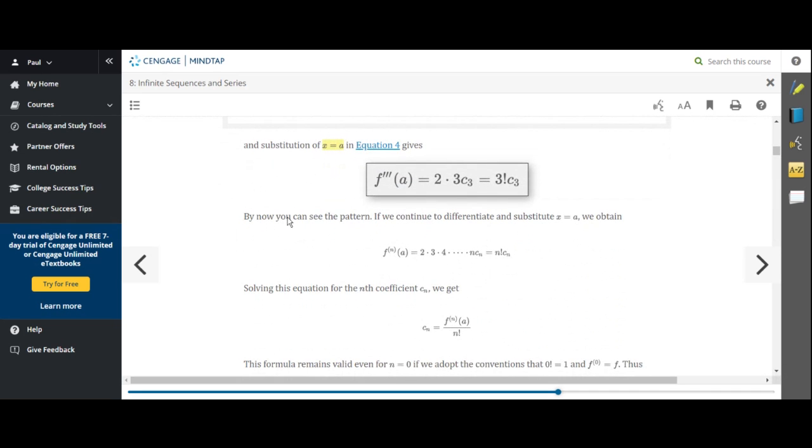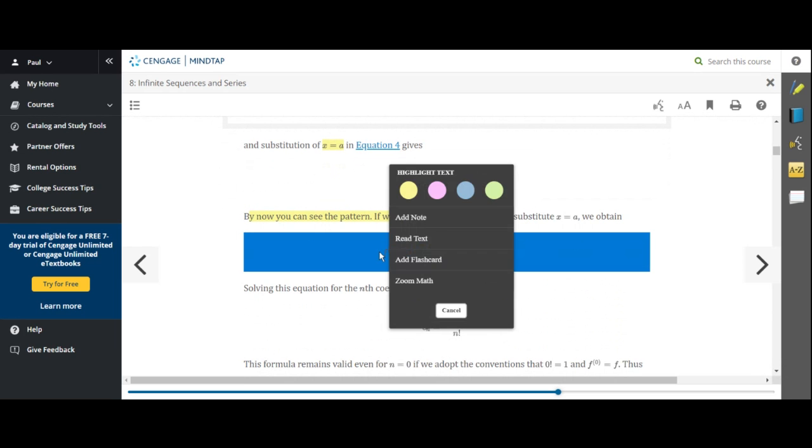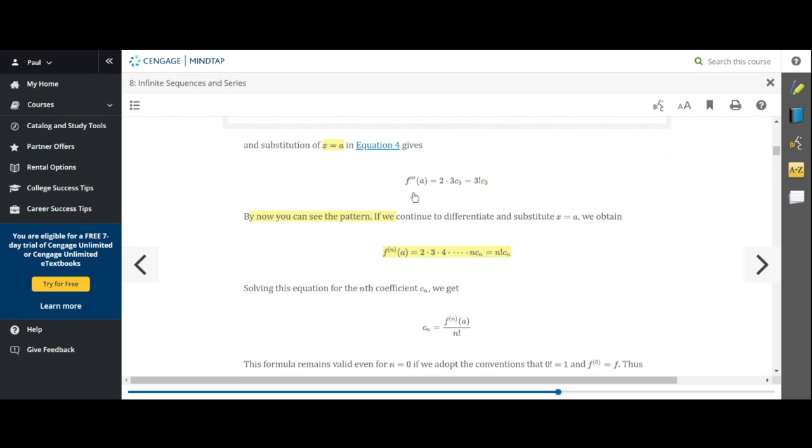And so there's a pattern here. There is a pattern. And this is the pattern. The nth derivative of the function evaluated at a is equal to n factorial times that coefficient c sub n. And so therefore, c sub n, the nth coefficient in this power series, this general approach we're taking, is going to equal the nth derivative of the function evaluated at a divided by n factorial.